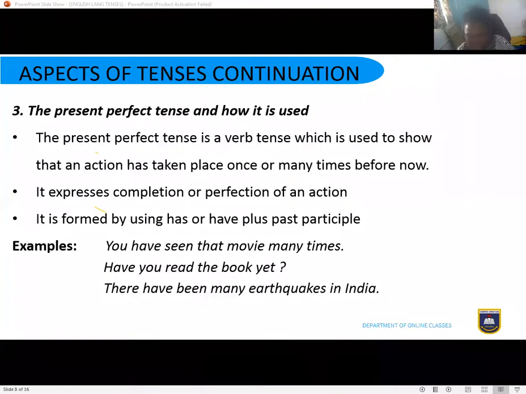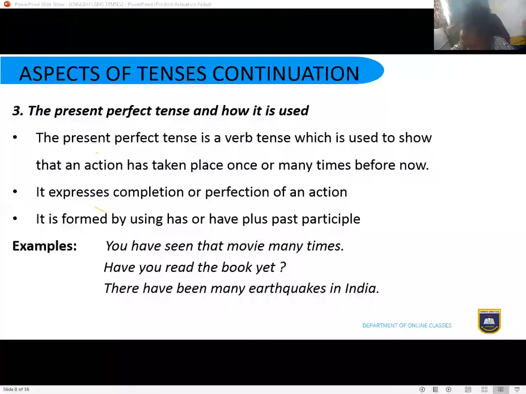This action is not yet to take place, neither would it take place in the future. The action has been completed by the subject. So you have seen that movie many times. It means that the person has seen the movie several times in the past and it has been perfected. Is it clear?